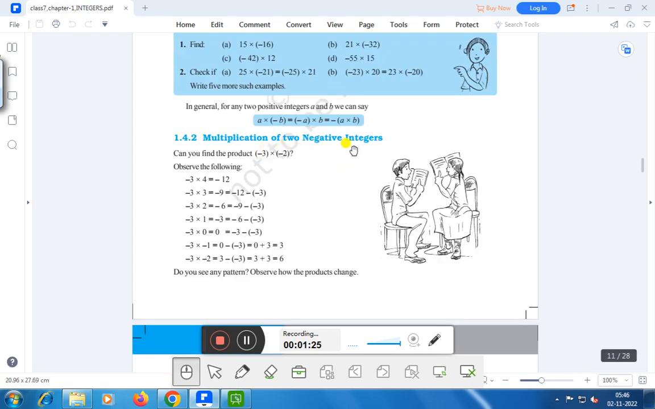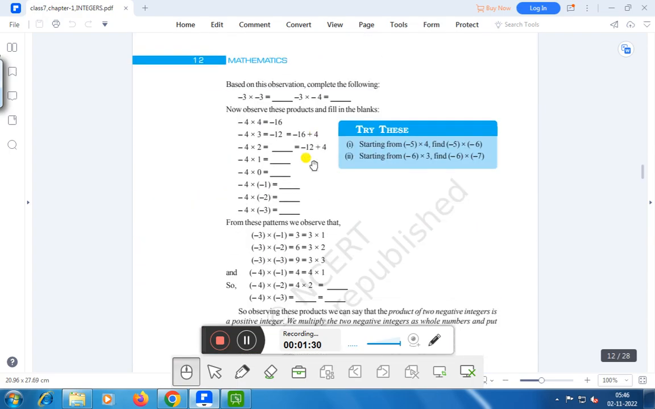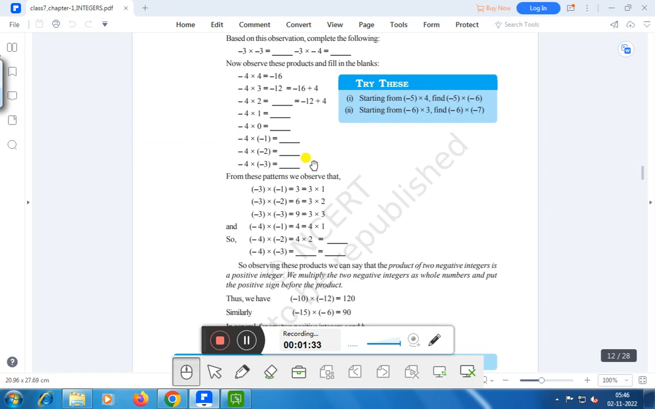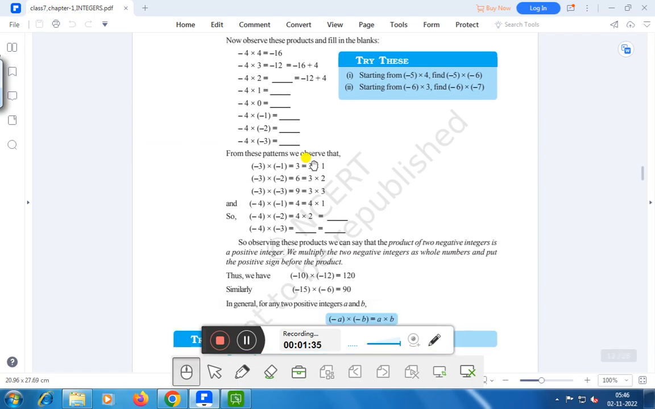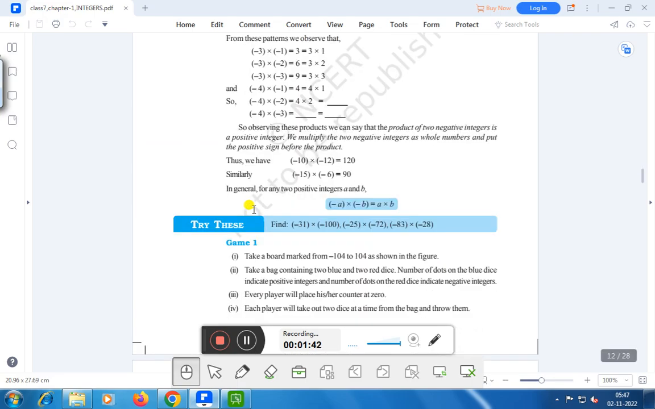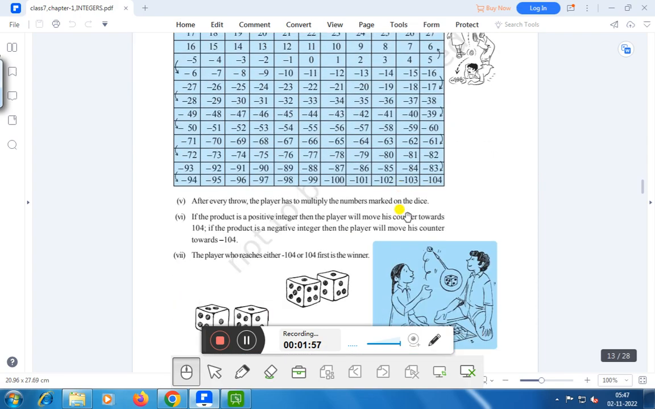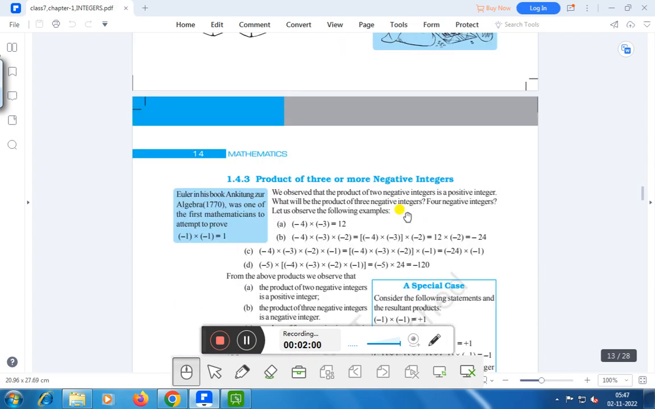Multiplication of two negative integers, what will you find when multiplying two negative integers, right? In general, for any two positive integers a and b, minus a into minus b is equal to a into b, and the sign will be positive because minus into minus gives plus, right? In this way, you can find the various multiplications of integers.